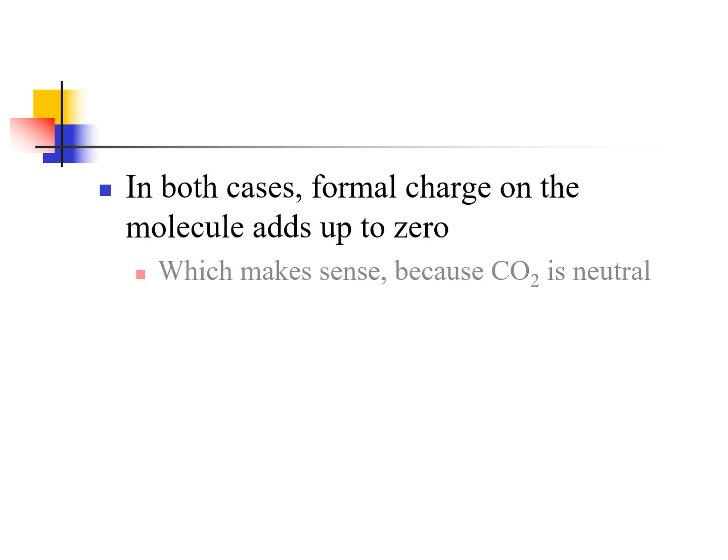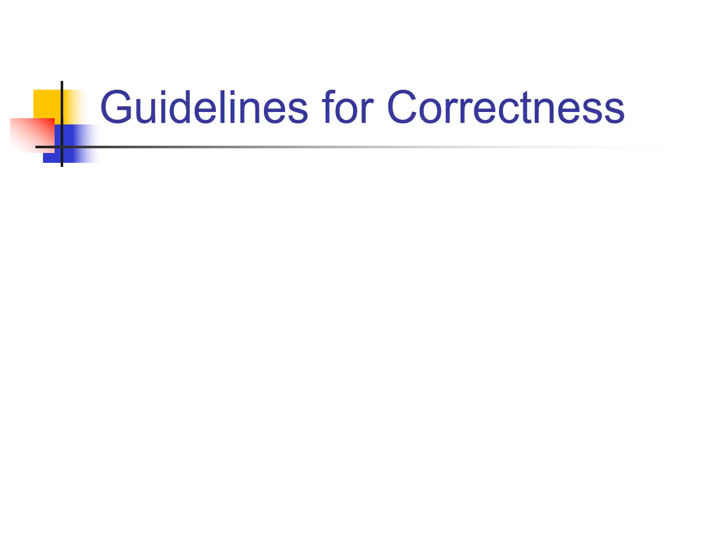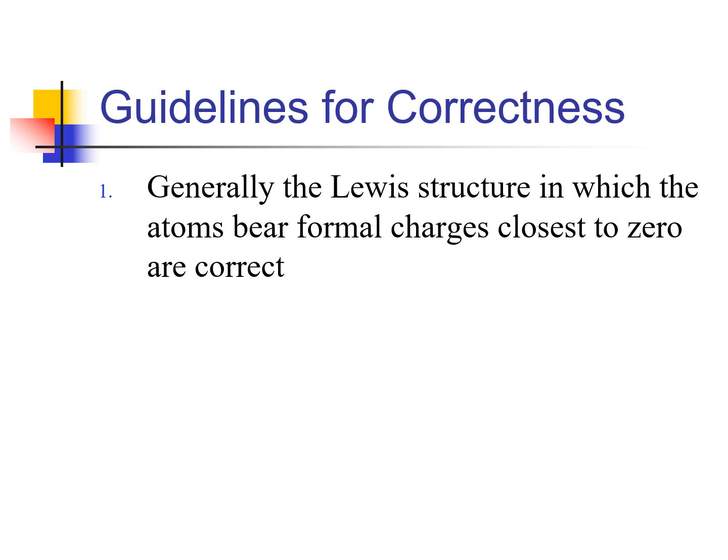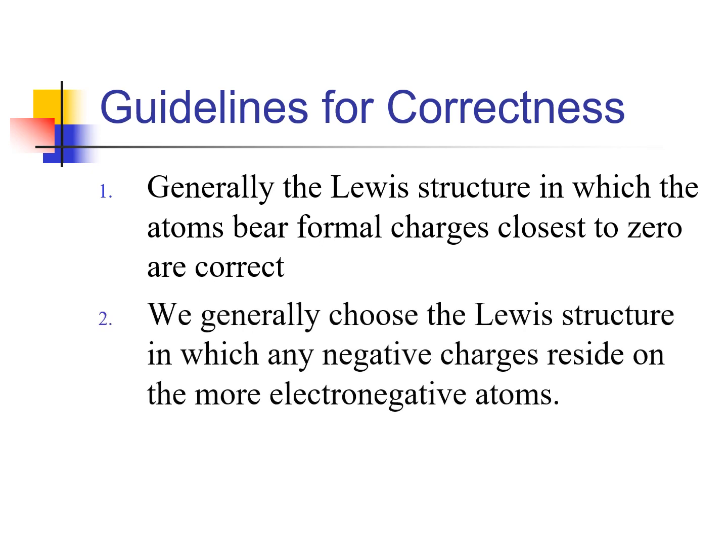Now again, in both cases, they both add up to 0. So again, which is correct? Guidelines for correctness: generally, the Lewis structure in which the atoms bear formal charges closest to 0 is correct. But if we have to have formal charges that aren't 0, we want any negative formal charge to reside on the more electronegative atom. So given the choice of two structures, each having positive and negative formal charges present, whichever one has that negative formal charge on the more electronegative atom would be likely to be correct.